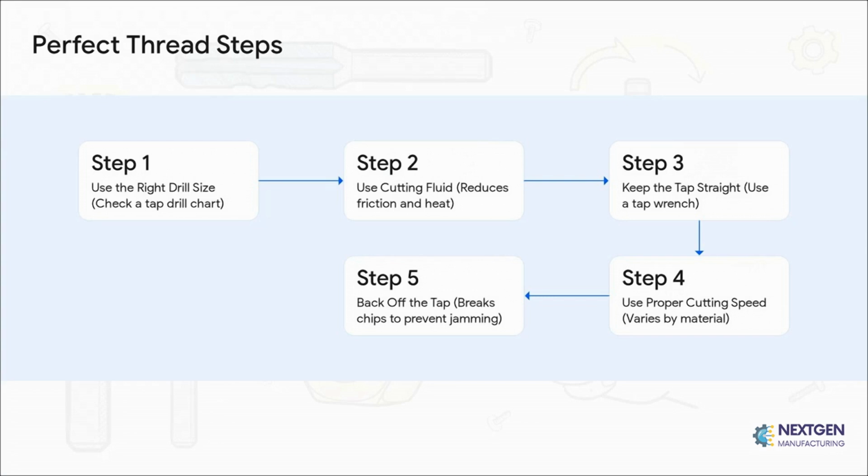Following these 5 steps is absolutely crucial. First, you've got to use the correct drill size. A tap drill chart is your best friend, seriously. Second, always use cutting fluid. It cuts down on friction and heat. Third, keep that tap perfectly straight as it goes in. Fourth, use the right speed for whatever material you're cutting. And finally, every turn or so, back the tap off a little. That little move is what breaks the metal chips and stops them from jamming up the tool.